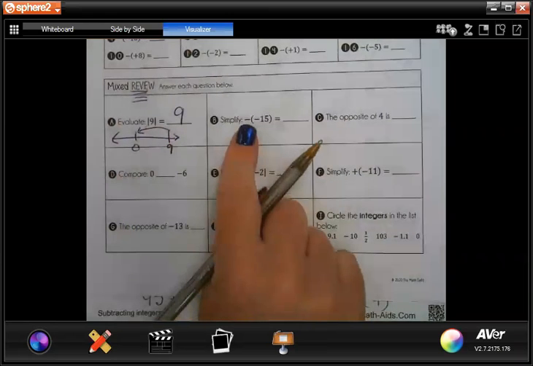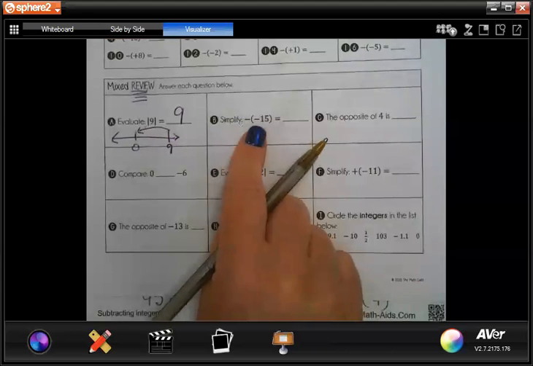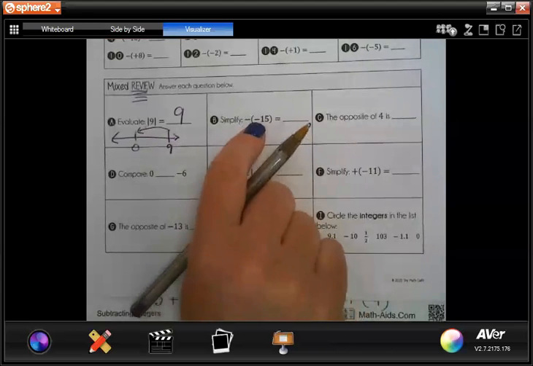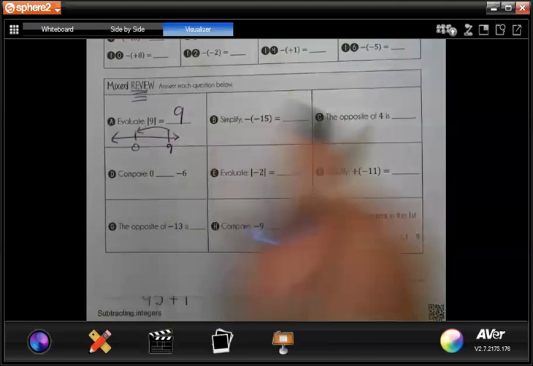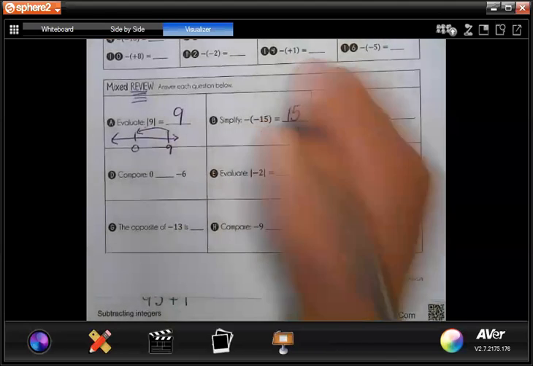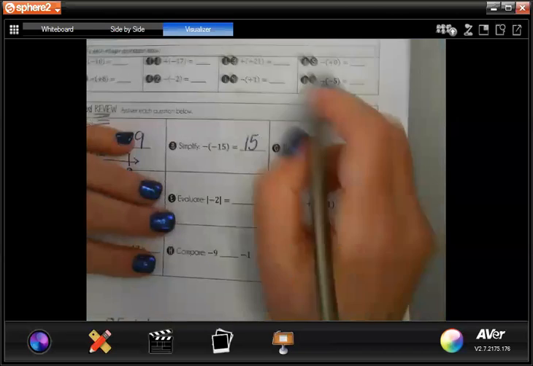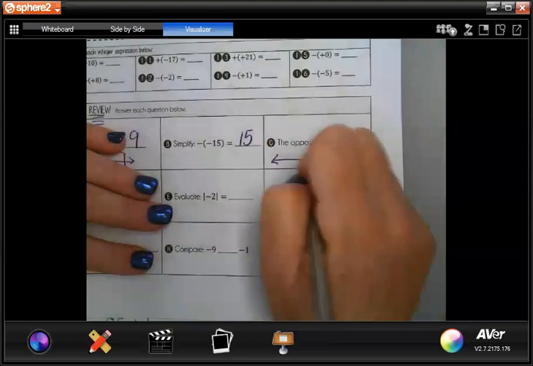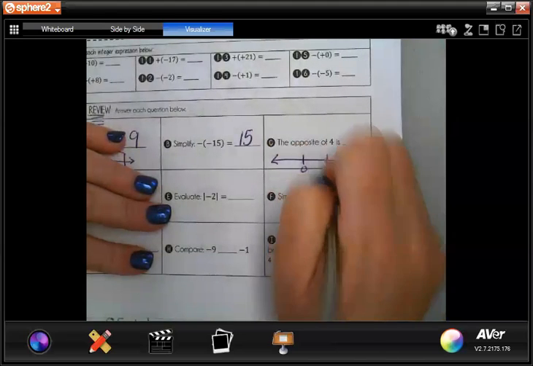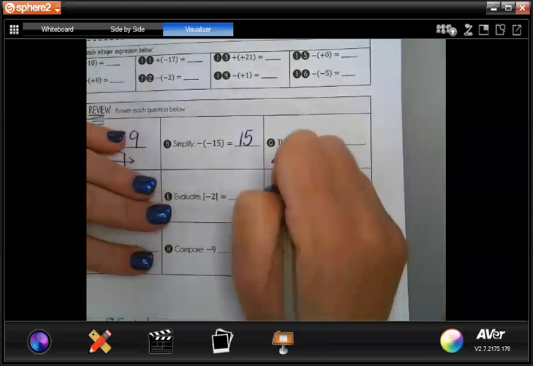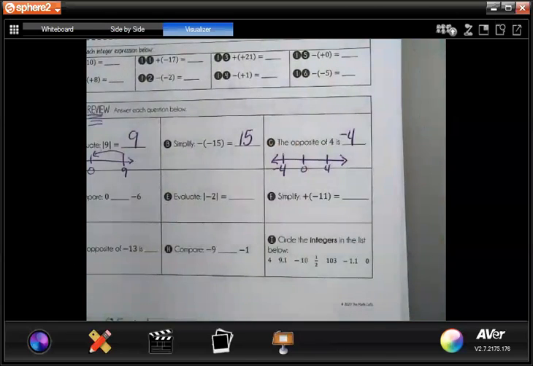Okay, ready? Look at this one. We're going to simplify it. How many negatives do you see? I see 2 of them. So that's even, so it comes out to be a positive 15. Number 4, the opposite of 4. Well, here's my number line. Here's 0, here's 4. If I go 4 in the opposite direction, it would be -4.